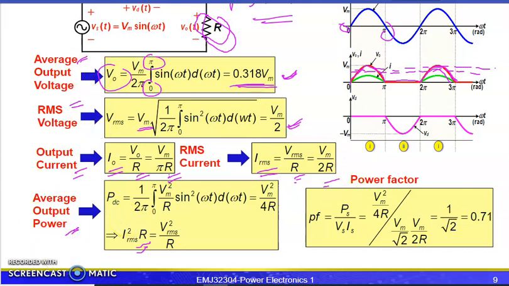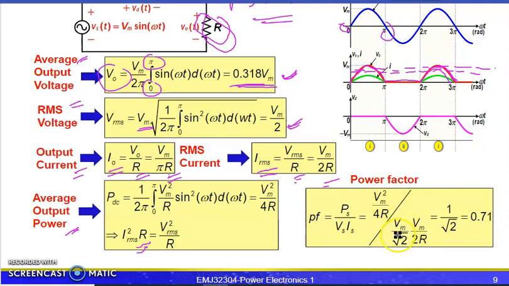Then the power factor is equal to P out over P in. So P in is our RMS input voltage times I RMS, V RMS in, I RMS in, V S RMS, I S RMS. The output here is our DC output, V squared over 4R. So V squared over 4R divided by V RMS.